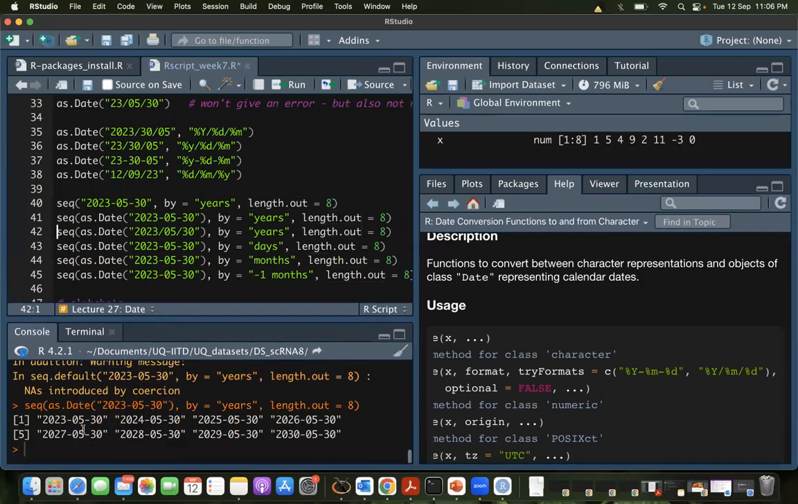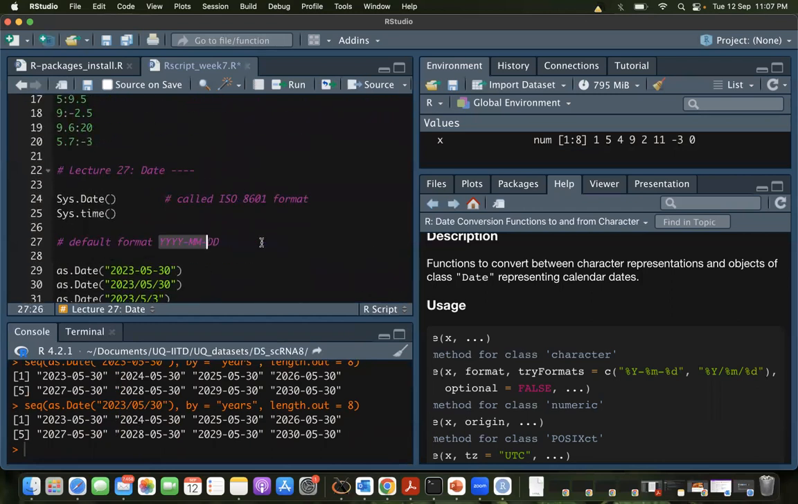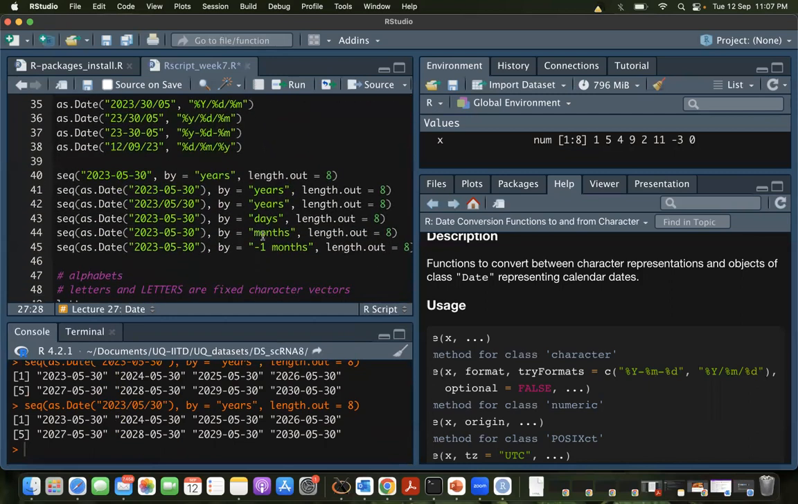If I do this, you get 30th May 23, and by years it's going to be, by default, positive. So 23, 24, 25, and all these years. If you use slash, you're also going to get the same answer, because internally it converts everything into this format: year, hyphen, month, hyphen, day. And likewise, you can also do it day-wise. So it's going to be 30th May, 31st May, then 1st June, 2nd June, and so on.